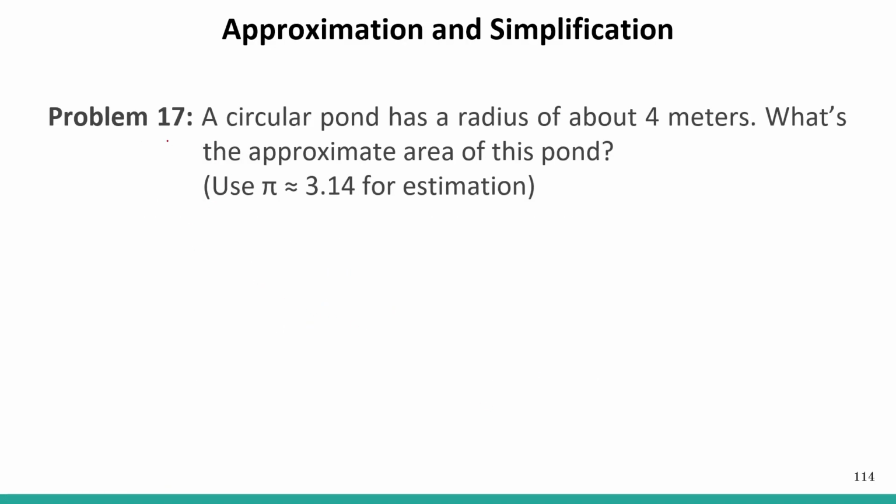So let's see problem number 17. A circular pond has a radius of about 4 meters. What's the approximate area of the pond? We'll use the formula pi r square is equal to area. So this will be equal to 3.14 into r square, that is 4 into 4. That will be 3.14 into 16.